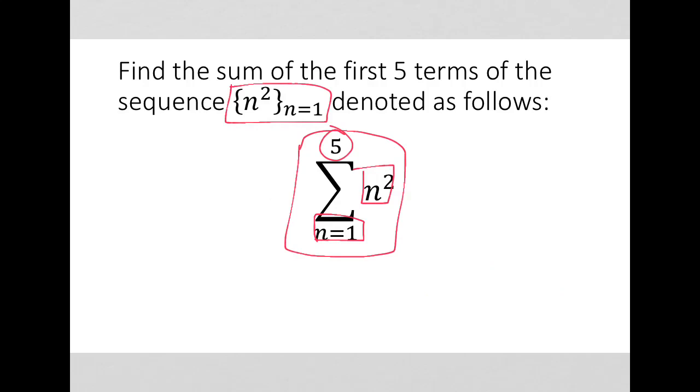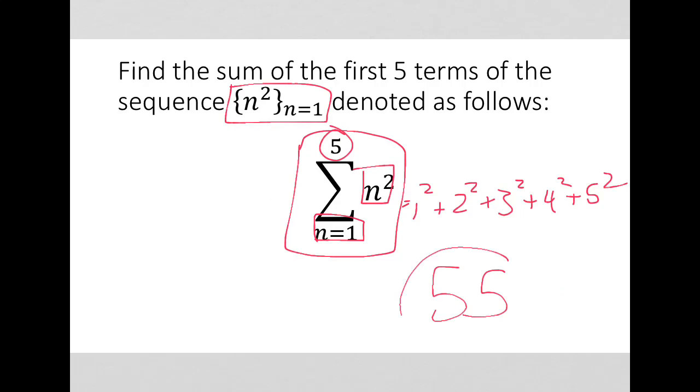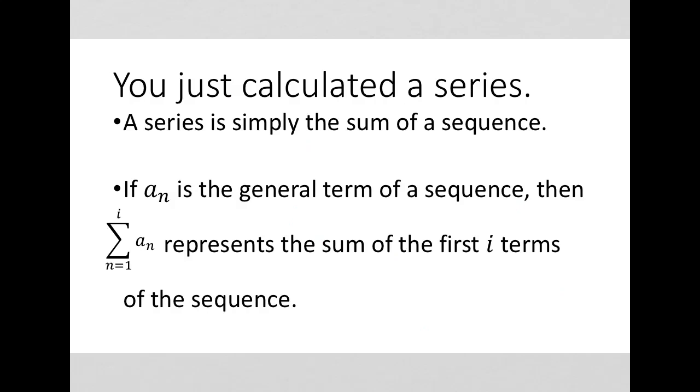So what this means is we are taking 1 squared plus 2 squared plus 3 squared plus 4 squared plus 5 squared. That is what that notation means, and then it wants us to actually add them up. So all we have to do is add those numbers together, and if you do so, you will get 55, just like that.